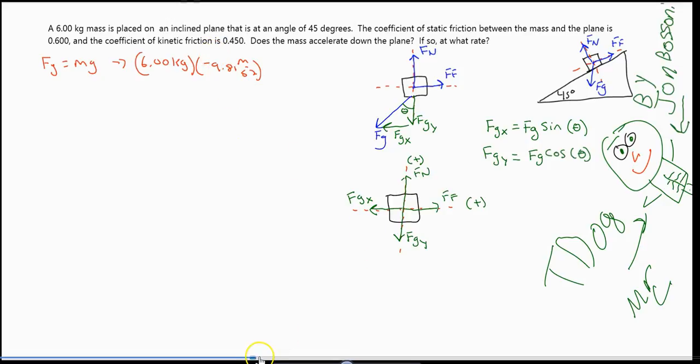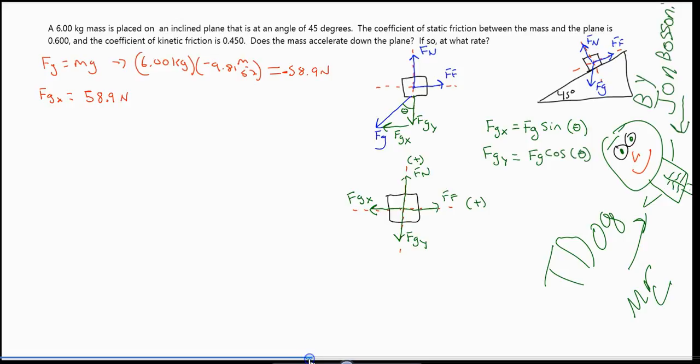So anyway, we go ahead and we find our weight, and we find that it is 58.9 newtons. I just carried through that negative. Again, it's not really important right now. So if I wanted to find my FGX, I'm just going to plug into my equation that says FGX equals FG sine of theta.